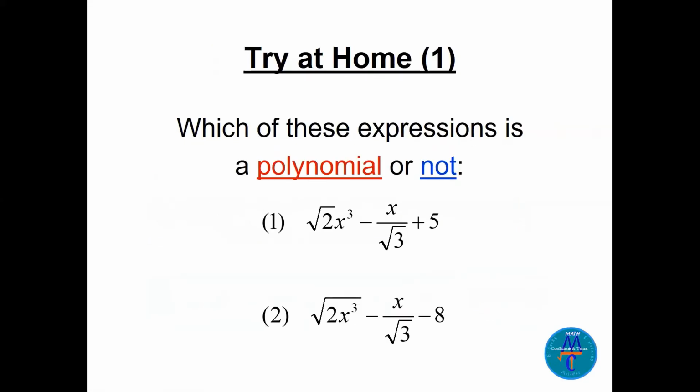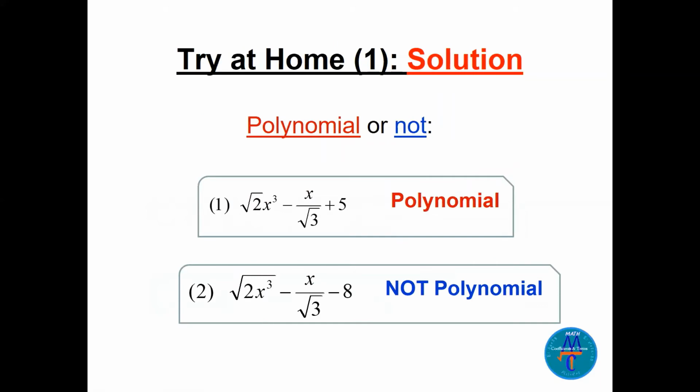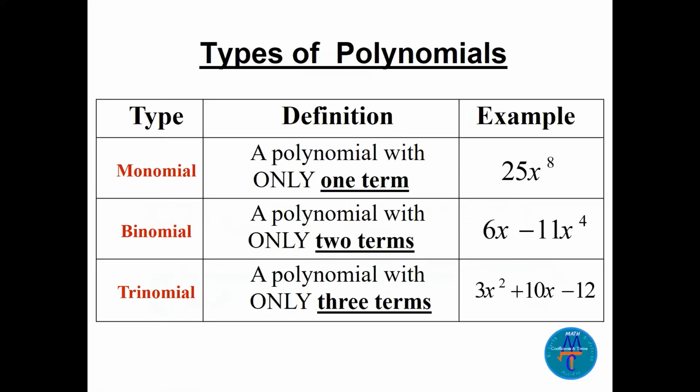Let's see. Try at home. Check which one is a polynomial, which one is not a polynomial. The answers are in the next slide. So there are 3 types of polynomials. Easy. You can see from the word here, monomial, binomial, and trinomial. Easy to use.